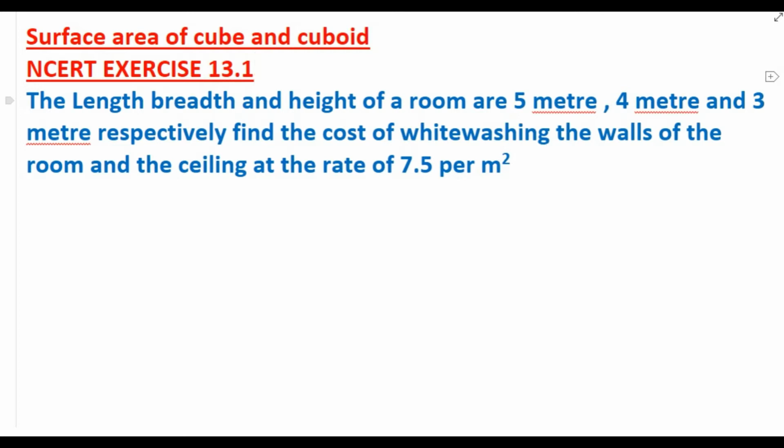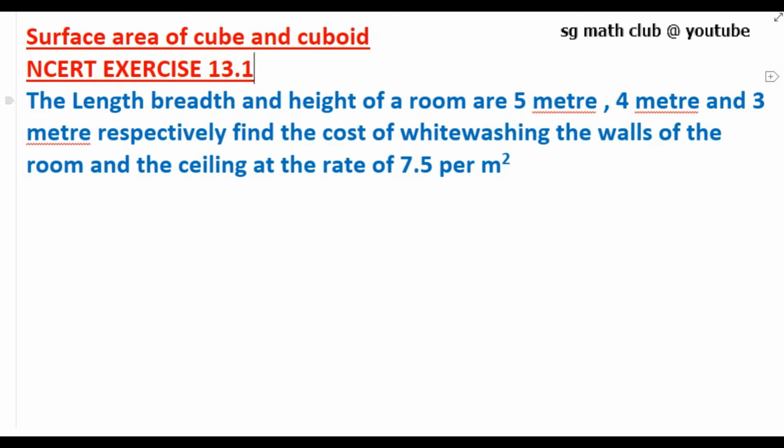In the last video we have seen how to derive the formula for surface area of a cube and cuboid. We have seen that LSA of a cube is 4a square, TSA, that means total surface area of a cube, is 6a square, LSA of a cuboid is 2 into (L plus B) into H, and total surface area of a cuboid is 2 into (LB plus BH plus LH). In today's video, we will do some problems based on these formulas.